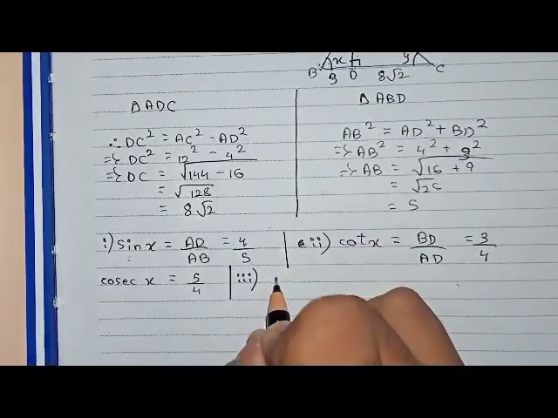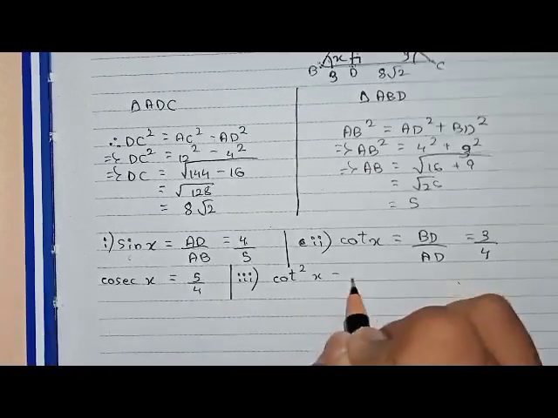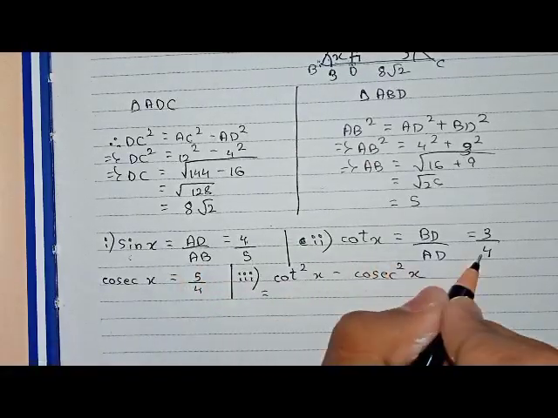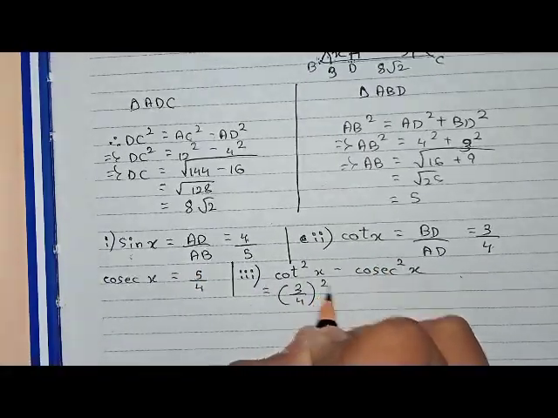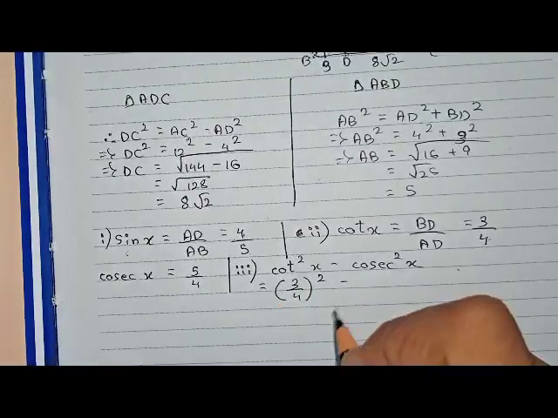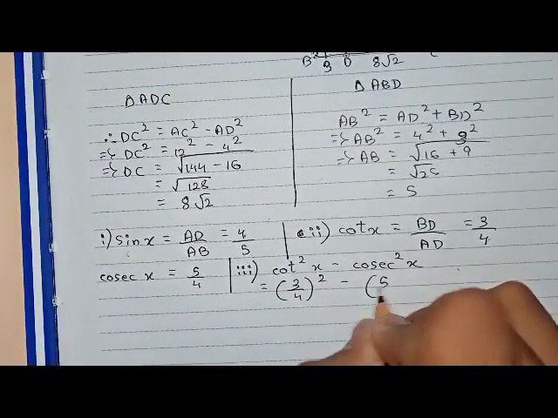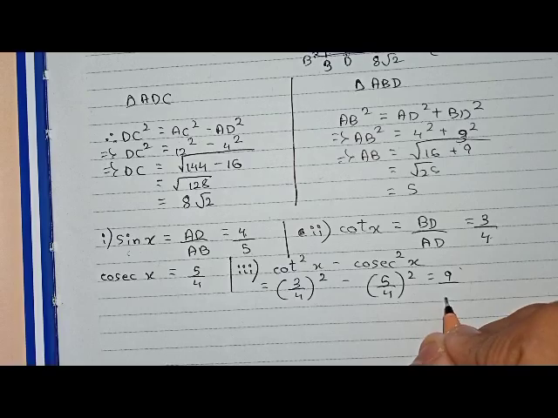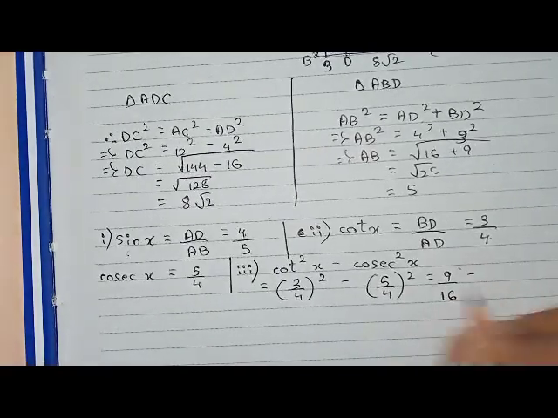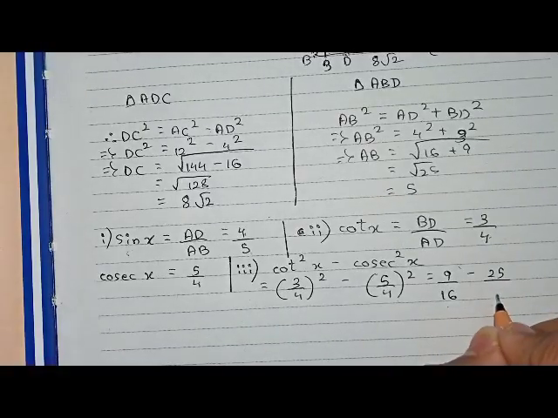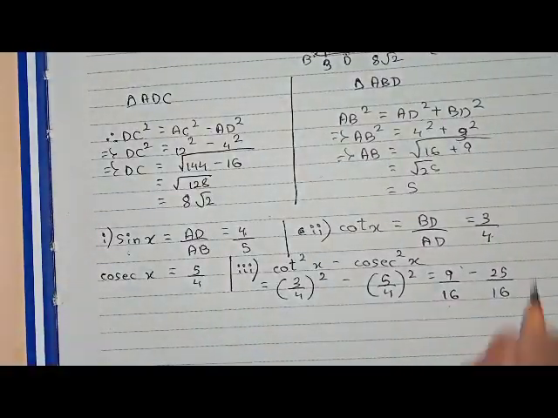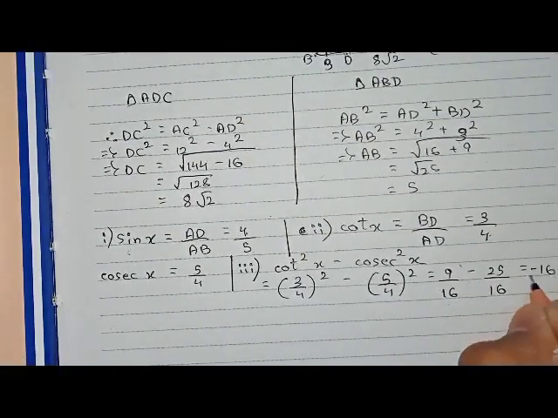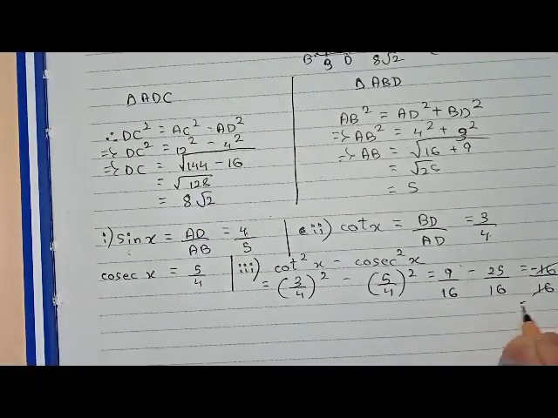So question number 3 says cot square x minus cosec square y. Cot value here is 3 by 4, whole square, minus cosec square y. So cosec value is 5 by 4, so 5 by 4 to the power 2. 3 to the power 2 is 9 by 4 to the power 2 is 16, minus 5 to the power 2 is 25 by 16. So 9 minus 25 is equal to minus 16. So minus 16 is coming here. So cut it, it will give minus 1.